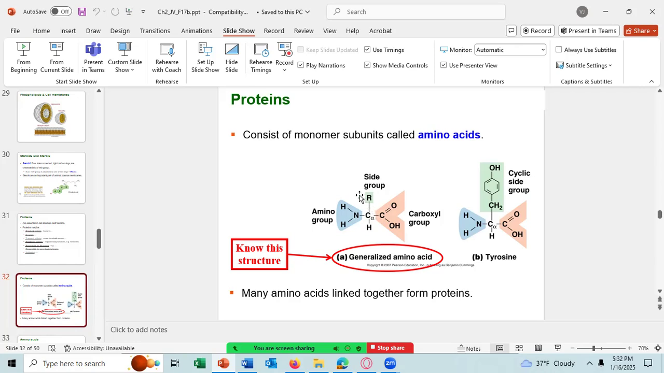And then the fourth group attached to that central carbon is called an R group. The R group can vary depending on which R group we have. It makes up the amino acid. Like for tyrosine, this would be the R group of tyrosine. And humans have 20 different R groups because we have 20 different amino acids, each different amino acid having a different R group. Any question about any of that? All right.